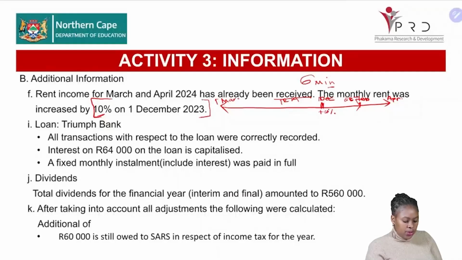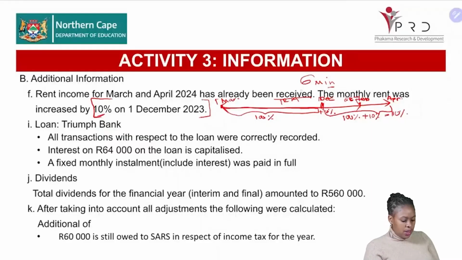Now let's quickly go through it. From 1 March until December, we were receiving 100%, the whole amount. Okay. Then from 1 December until April, we were receiving 100% of the amount with an extra 10%. So in total, we were receiving 110%.